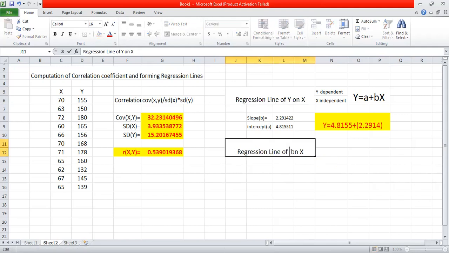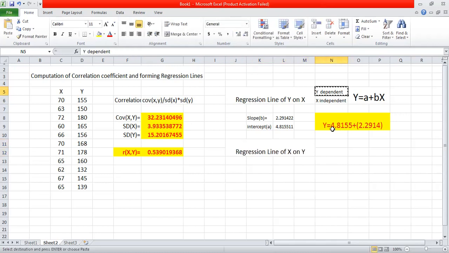Now similarly, I'll find the regression line of x on y. If I consider the regression line of x on y, what will be the dependent variable and what will be the independent variable? First of all, the dependent variable will be x and the independent variable will be y. What is the format of the equation we write?